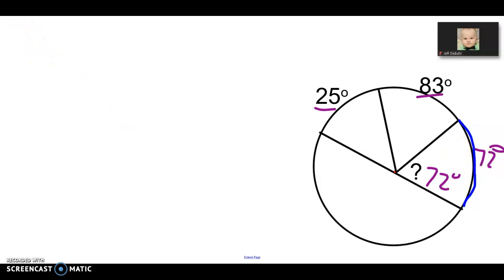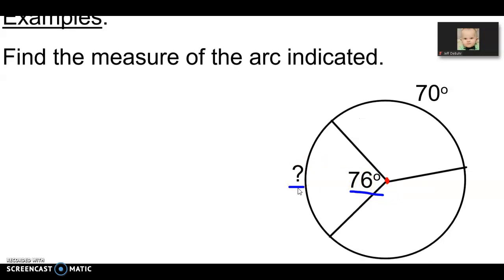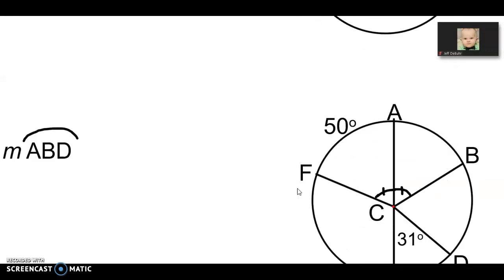Like I said, your homework's going to be pretty quick today. I'm going to walk through these last couple examples, even though I'm not going to write them all the way out, just to save you a little bit of time. Now we're finding arcs given angles. This one is really simple. If the central angle is 76 degrees, the question mark must be 76 degrees. We're done. Go on to the next one.